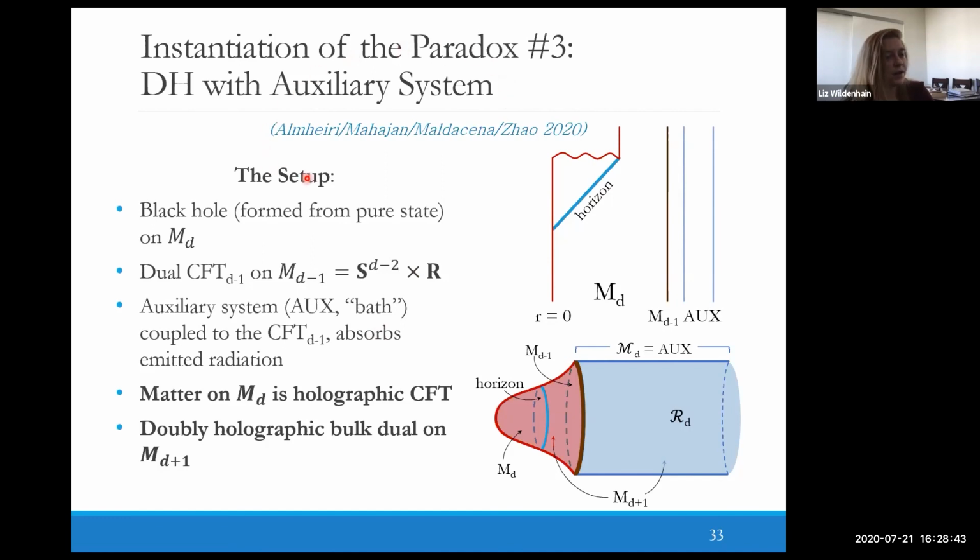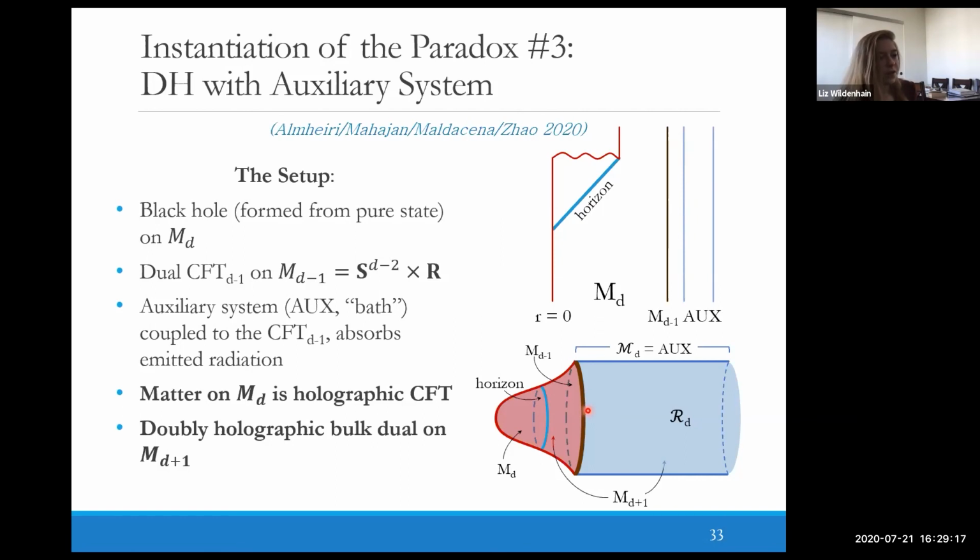And that's what this paper did in two dimensions, and then there are later papers that looked at higher dimensions. And so now we have a black hole that's evaporating, that's placed on this space-time in D dimensions on the red space-time here, so the horizon is indicated in blue. And then we have the auxiliary system still, but now we can look at a D plus one dimensional bulk, which is the interior of this figure.